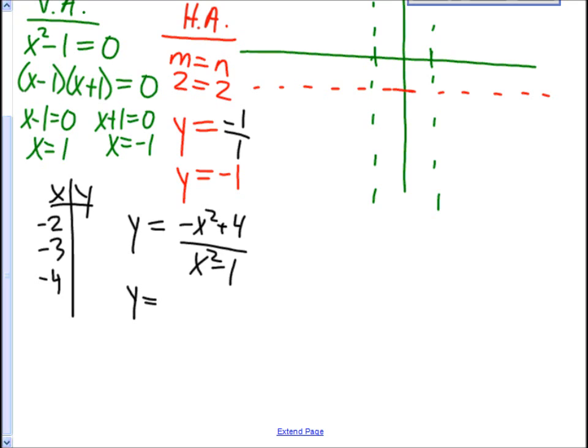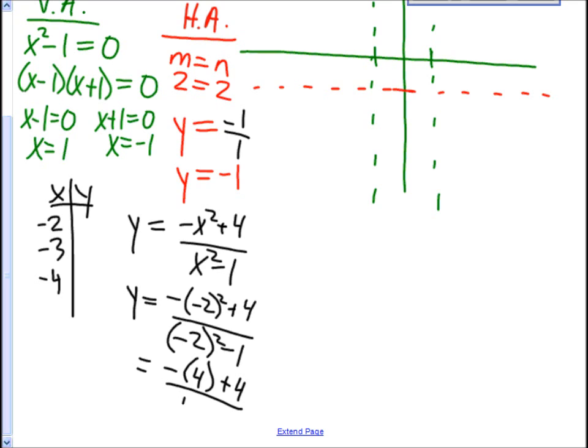Okay, so let's plug in negative 2. Negative 2 squared is 4, so we have 4 minus 1 on the bottom, and negative 4 plus 4 on top, 0 over 3, which is 0. So negative 2, comma, 0. Put that point on there.